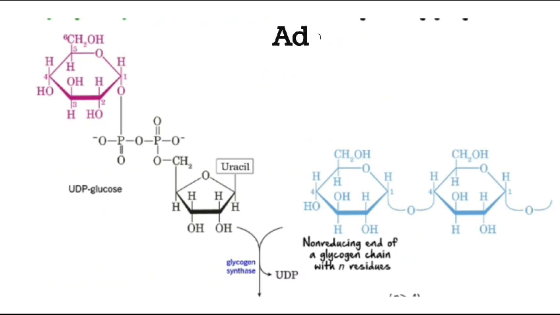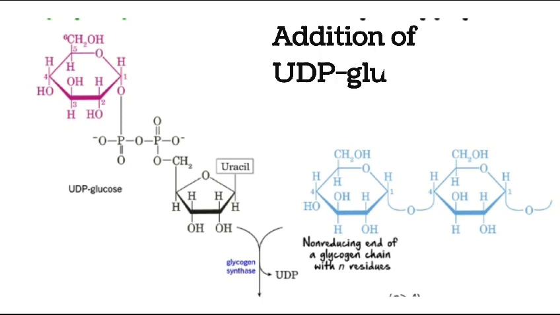So this is the overall view. You can have an idea about how an added glucose is attached to the UDP, and then it is attached to the glycogen. Blue color is glycogenin and the rose color is a new additional glucose attached to the elongation of the glycogenin.